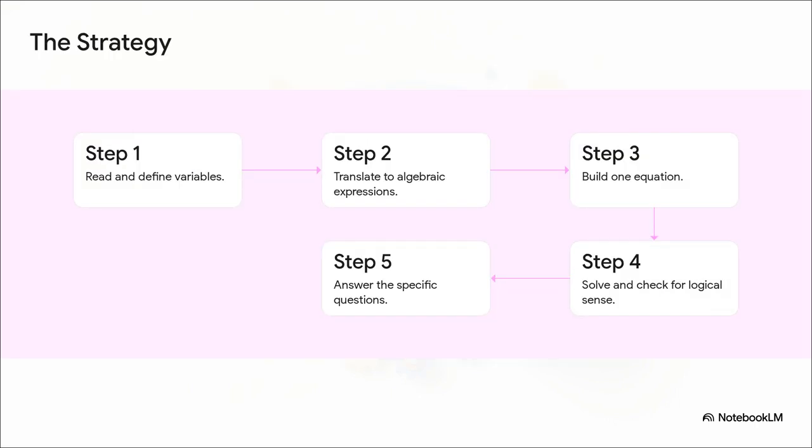Perfect. So, to wrap it all up, this is the strategy. This is the 5-step plan you can use for so many of these problems. Read the problem and define your variable. Turn the sentences into math expressions. Find the connection that lets you build your one big equation. Solve that equation and use some common sense. And finally, go back and answer the actual questions.